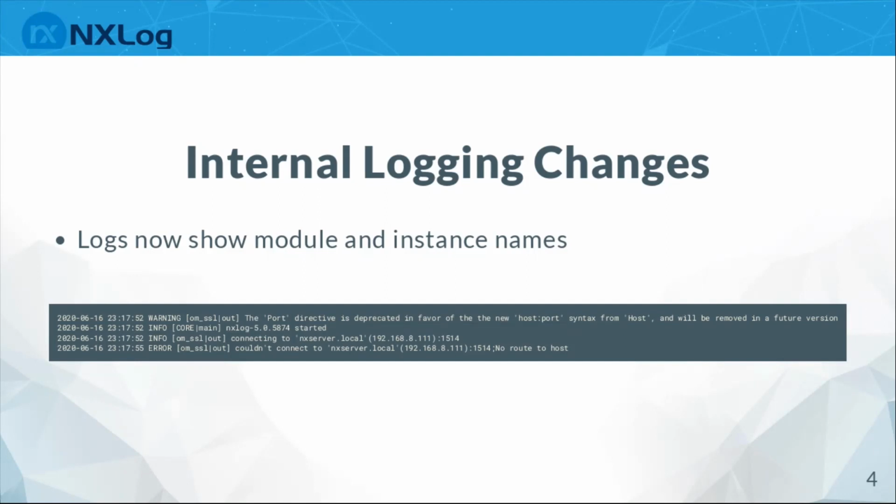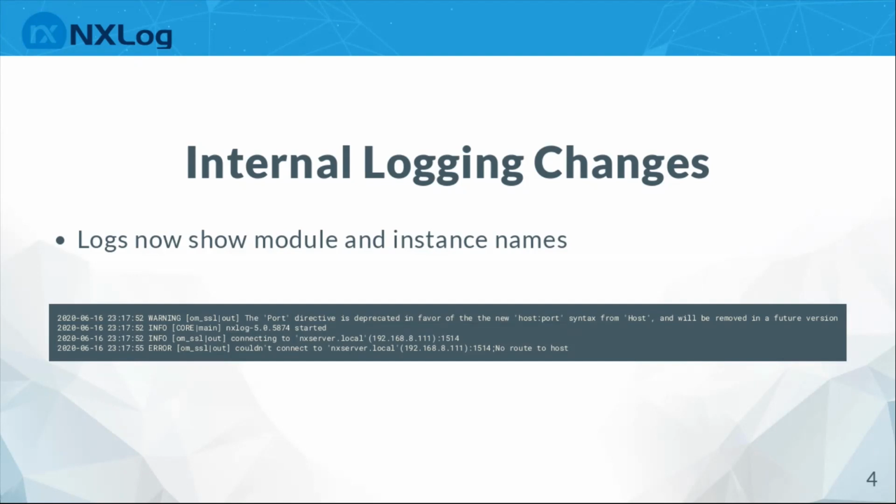So now inside of the logs for Enterprise Edition, you're going to see the module type as well as the instance names. In the example here, the first line is going to show you OMSSL is the module type, and then out is the name. This should help when identifying which modules are causing an issue, or in cases where you might have multiple TCP or SSL connections out, this will help you identify which one is failing.